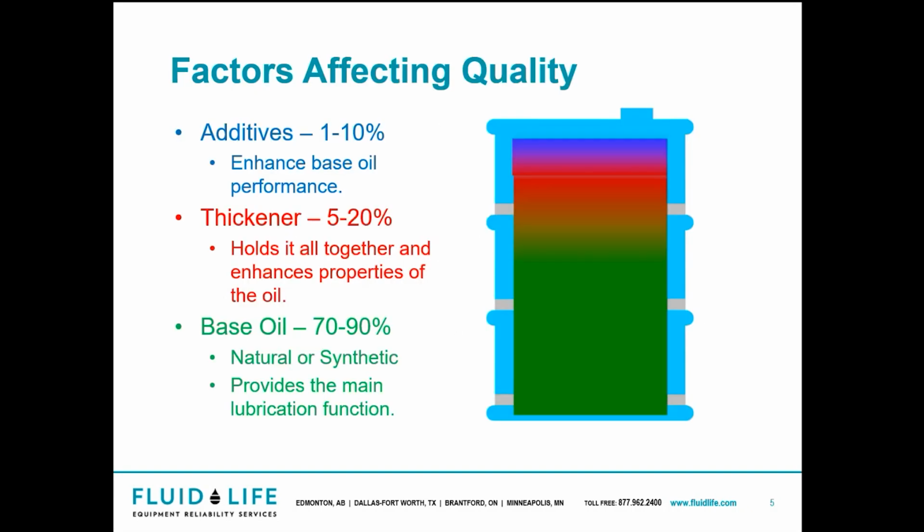So as I mentioned, we have 3 things that make up our grease. So what are they? The additives, the thickener, and the base oil. Additives are usually about 1 to 10%, thickener 5 to 20%, and base oil 70 to 90%. So again, the base oil provides the main lubrication. The additives make the oil what it is, and the thickener holds it all together.